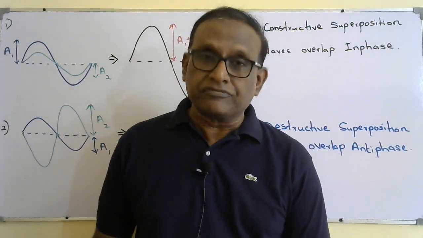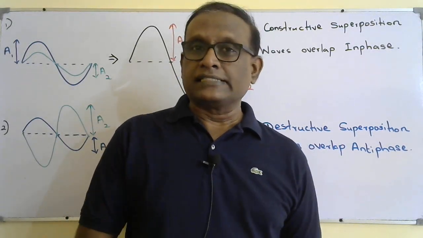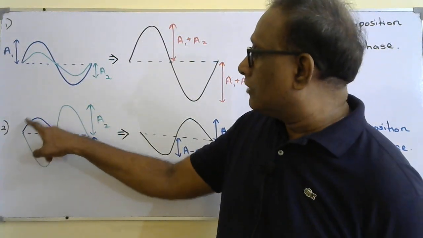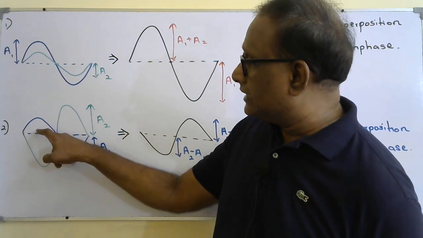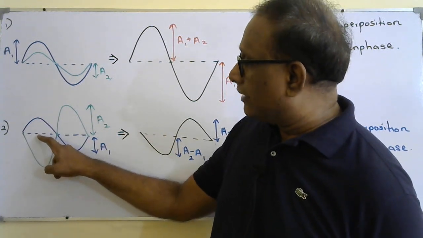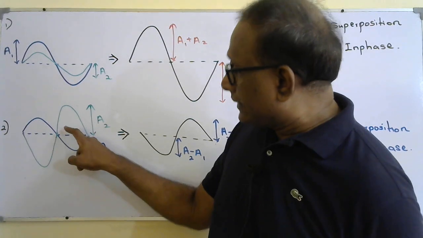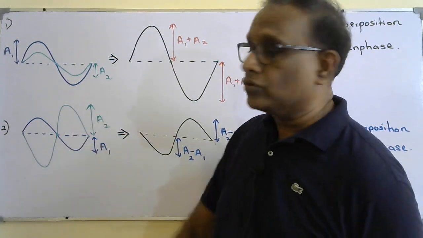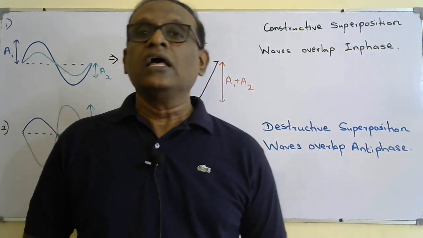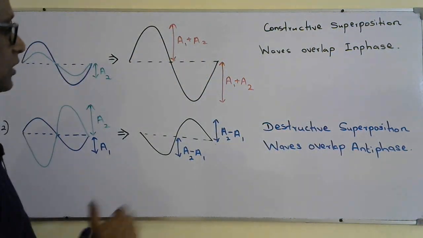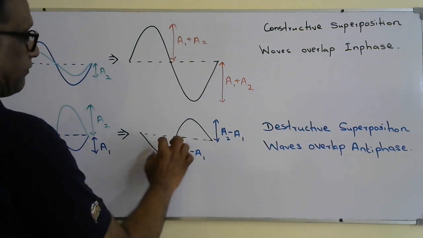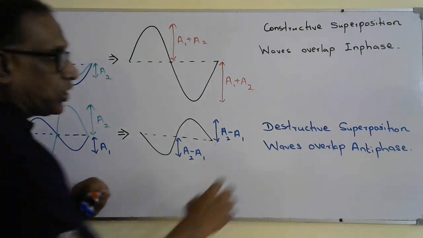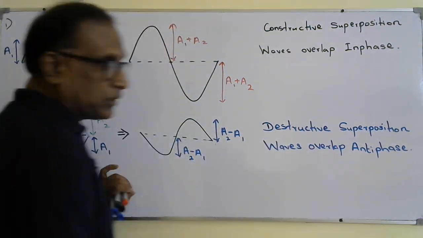Yes, we need to find the difference, because the principle of superposition is the vector sum of the displacements at that point. Here the displacement for the first wave, drawn in blue, is upwards. For the second wave, the displacement is downwards. So we need to find the difference of the amplitudes. The resultant wave pattern will have an amplitude which is the difference of the amplitudes of the two waves. We call that destructive superposition.